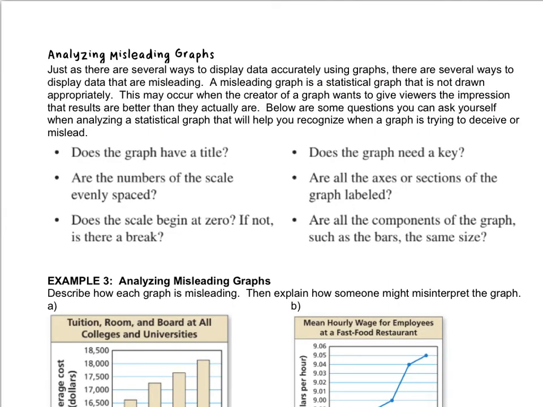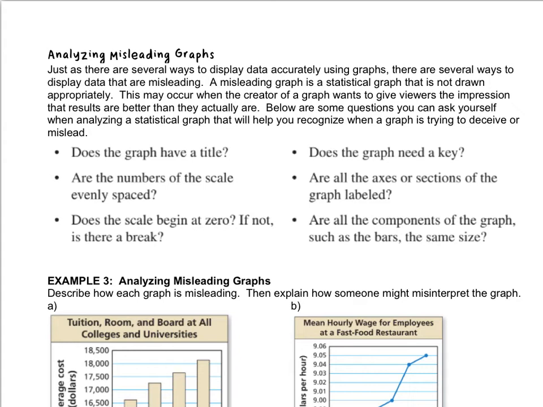I don't normally read paragraphs for you, but this is worth reading with you. Just as there are several ways to display data accurately using graphs, there are several ways to display data that are misleading. Now, side note, misleading doesn't mean wrong, it just means that it's used to make you feel a certain way. So, let me continue. A misleading graph is a statistical graph that is not drawn appropriately. This may occur when the creator of a graph wants to give viewers the impression that results are better than they actually are. Below are some questions you can ask yourself when analyzing a statistical graph that will help you recognize when a graph is trying to deceive or mislead.